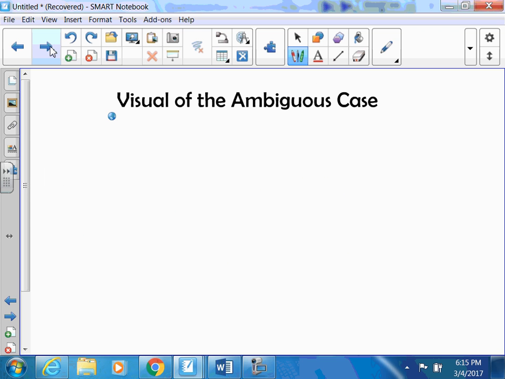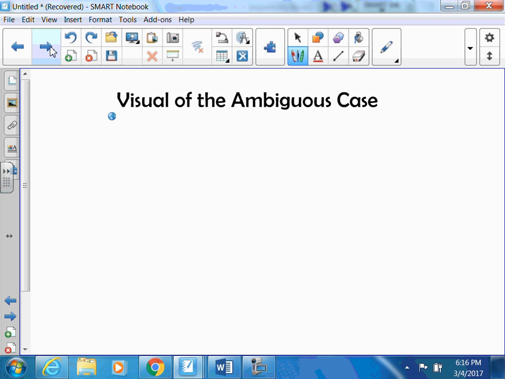Okay, now we're going to discuss the ambiguous case. Basically with this, there could be triangles where you're given information, but it's not possible to form a triangle based off of that. There are some situations where it's possible to form two triangles, and then there's times when you can only form one triangle, which is the stuff we've been doing right now. So what would that look like if it was no triangles?